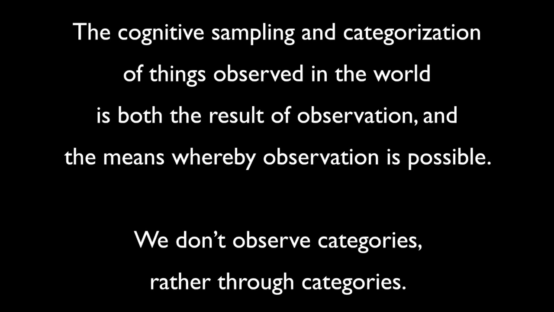This cognitive sampling and categorization of things observed in the world are both the result of observation and the means whereby observation is possible. We don't observe categories, rather through categories. The very act of categorization remains an obscure selection process that is guided by the local success, or otherwise, of previously chosen categories. Initially, our categories are aligned and don't cause us any trouble, which is how any descriptive pattern is perceived in the first place. But as time moves on, or the perspective or the environment changes, or systems get bigger, more generalized and more complex, that alignment will falter.